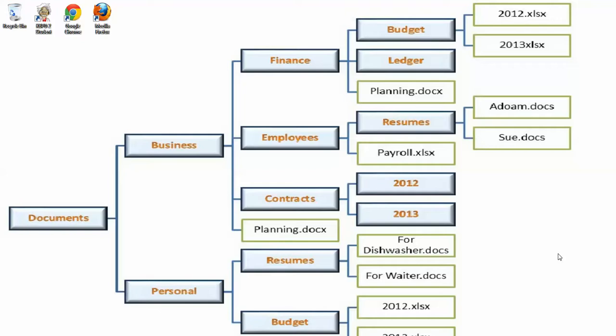File management is about organizing your files in a logical, clear way so that when you need to find a file, you can find it easily. So it's like organizing your wardrobe. You know, you could have a drawer for socks, a drawer for t-shirts, and a drawer for hats and so on.